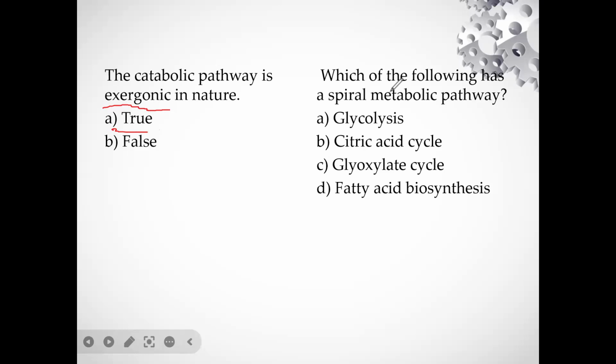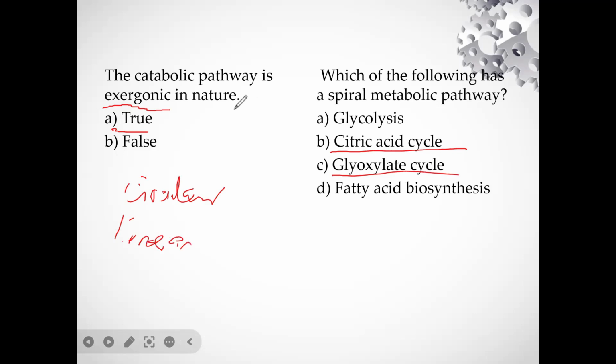Then the next question says, which of the following has a spiral metabolic pathway? Generally, metabolic pathways have three natures. We have circular, like in the case of the citric acid cycle and the glyoxylate cycle, they are all in cycle. And then we also have linear.